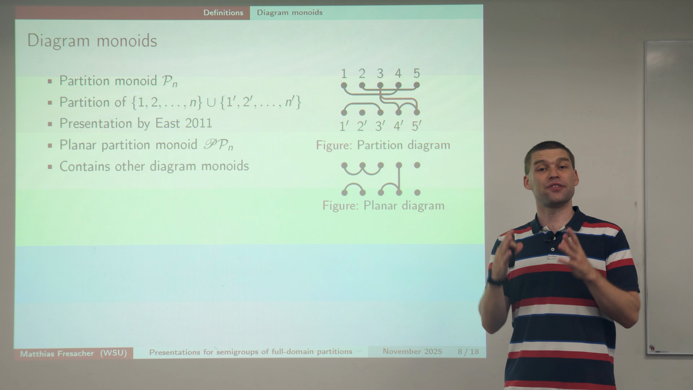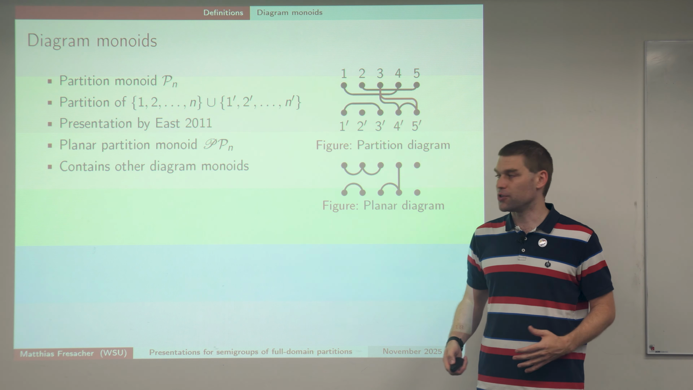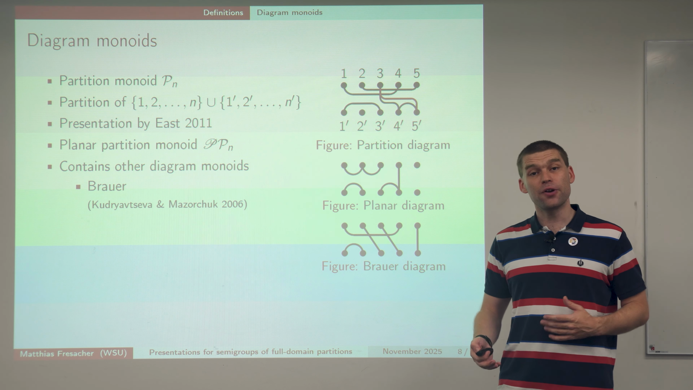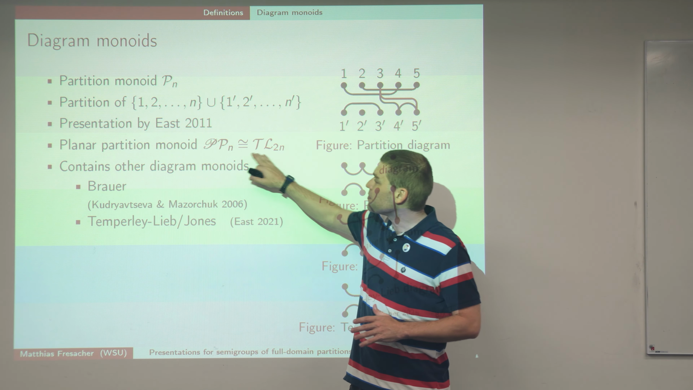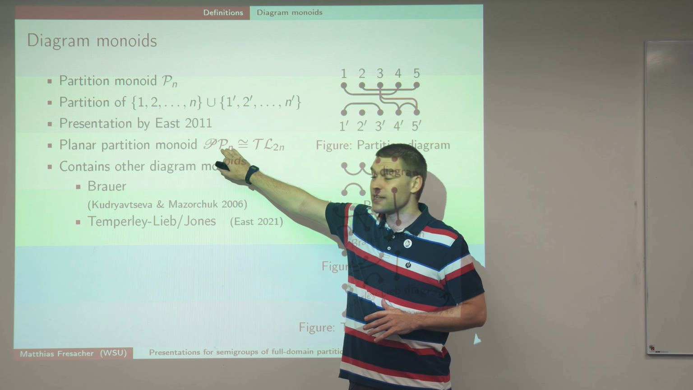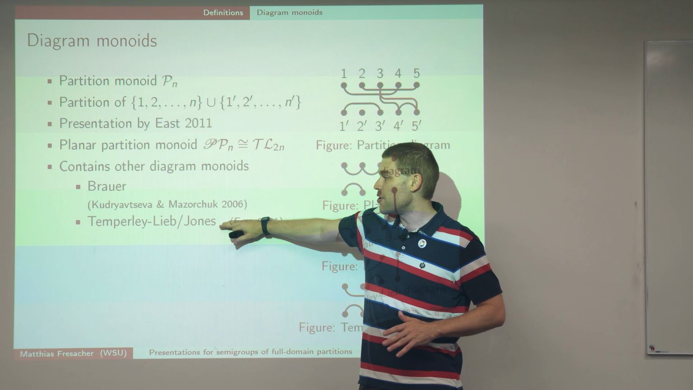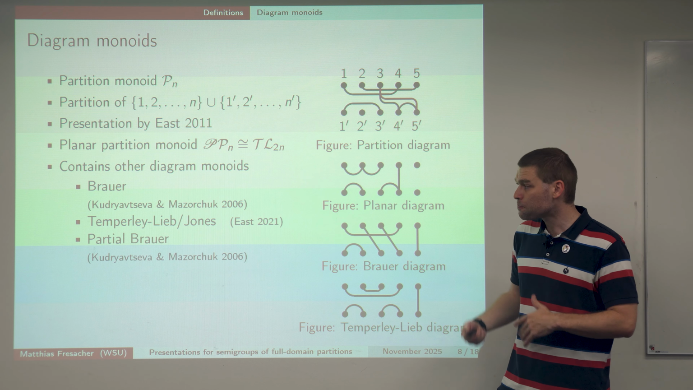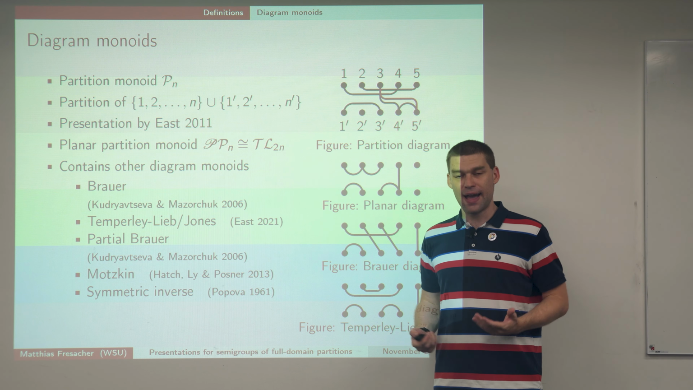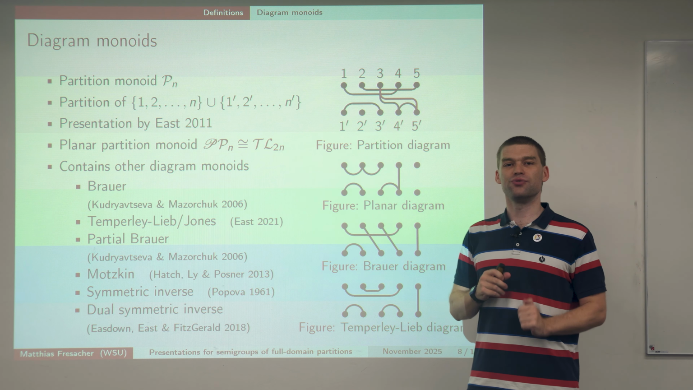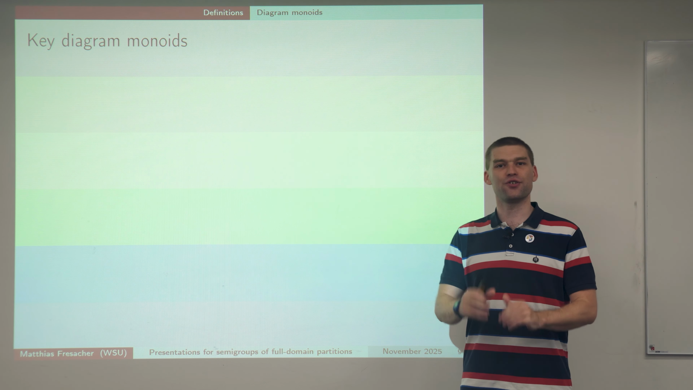And in the brackets are the authors and years where the presentations for each of these monoids was first established. First up is the Brouwer monoid and its planar counterpart, the Temperley-Lieb or Jones monoid. And it actually turns out that it is isomorphic in some sense to the planar partition monoid, and hence we get a presentation for the planar partition monoid through the presentation for Temperley-Lieb. We also have partial Brouwer and its planar variety, the Motzkin monoid, and the symmetric inverse and its dual, the dual symmetric inverse.